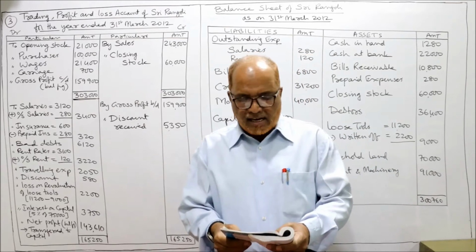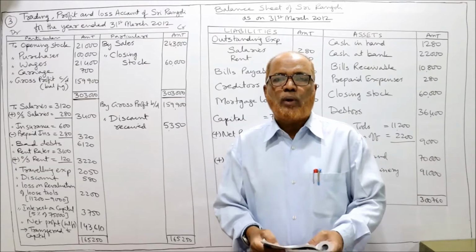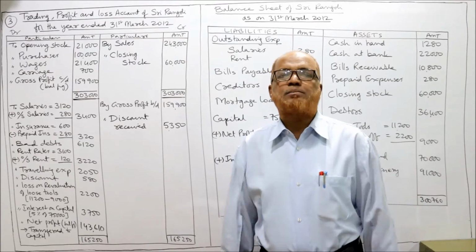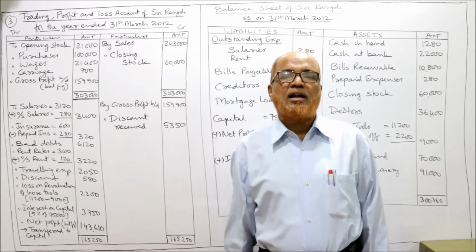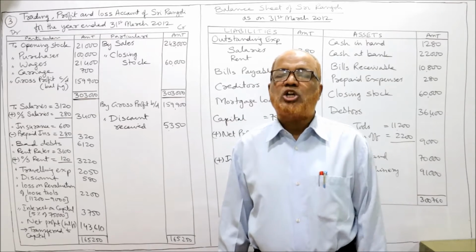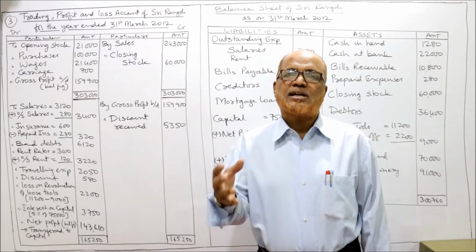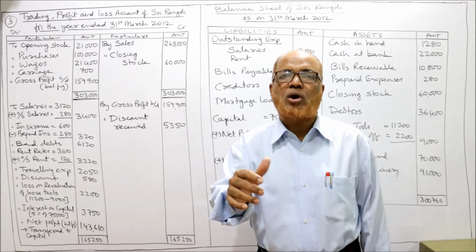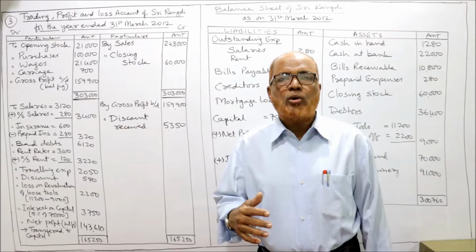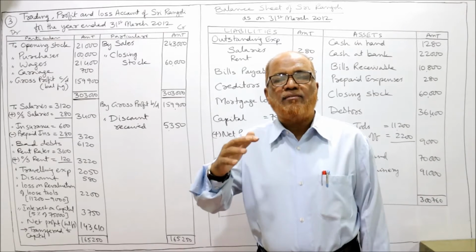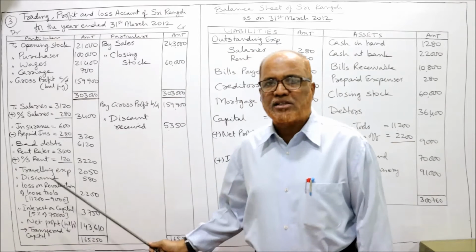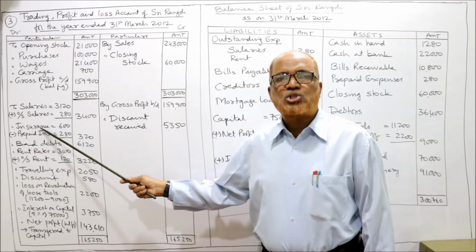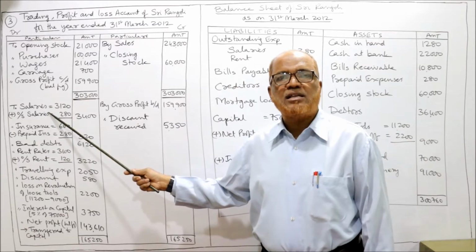Second, salaries and rent are outstanding to the extent of 280 and 120 respectively. Salary and rent are outstanding. Outstanding means due but not paid. It is the expenditure of the current year but it is not paid. So what we have to do, outstanding salary will be added to salary in the P&L account. In the profit and loss account, we add the outstanding salaries to the salaries paid.